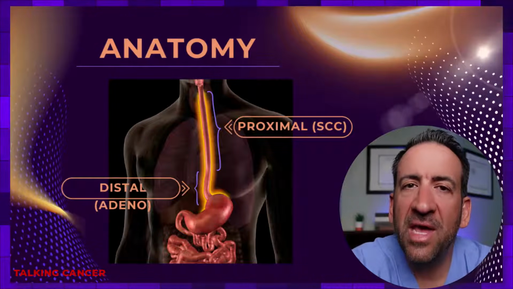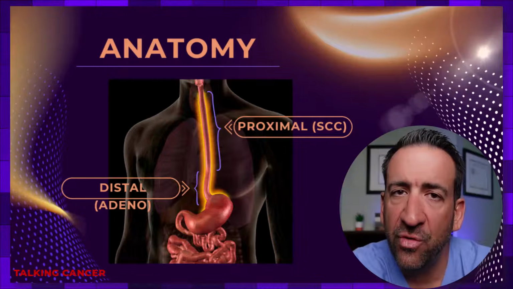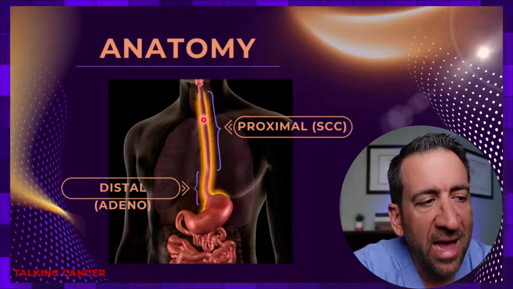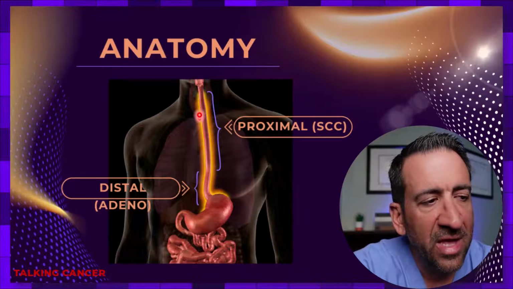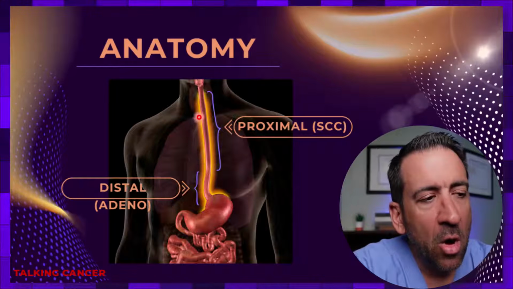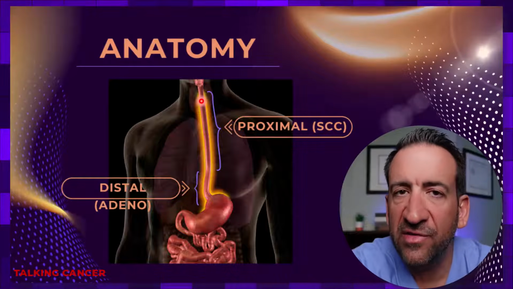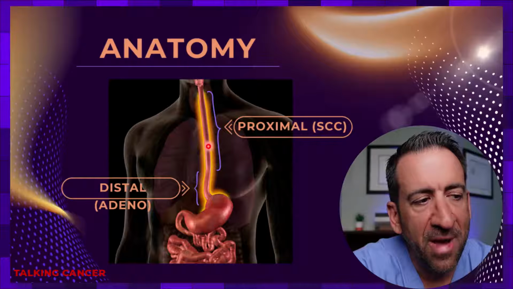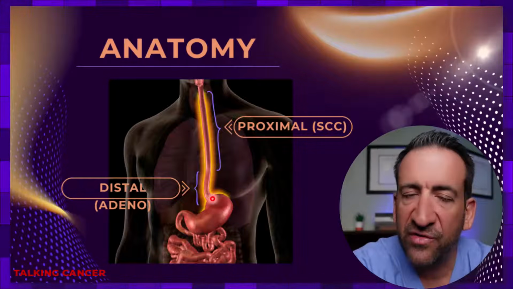So let's start off with the anatomy, and believe me, you need to know this in order to understand the treatment options, okay? First of all, when you eat, food travels down our esophagus. This highlighted organ is our esophagus. So food travels down our esophagus into our stomach. Now, from an oncology standpoint, we divide our esophagus into two: our proximal esophagus, which is closer to the mouth, and our distal esophagus, which is closest to our stomach.